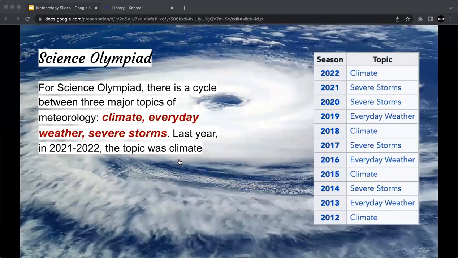So in Science Olympiad, there are three main topics, and they cycle through them every year. On the right, you can see the cycle, and the topics are climate, everyday weather, and severe storms. Last year in 2022, the topic was climate. But today I'm going to go over severe storms, because you see here that, because of the pandemic, it's been there two times in a row. So I have more experience with it, and also frankly, it's just more interesting.